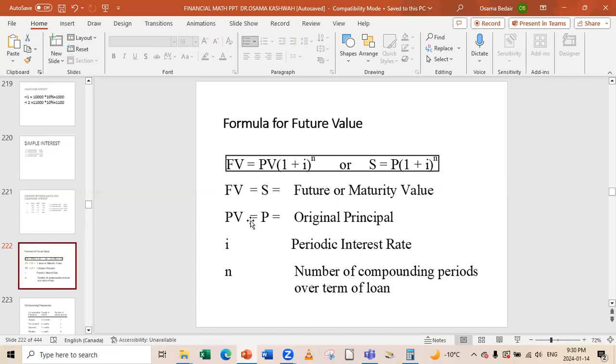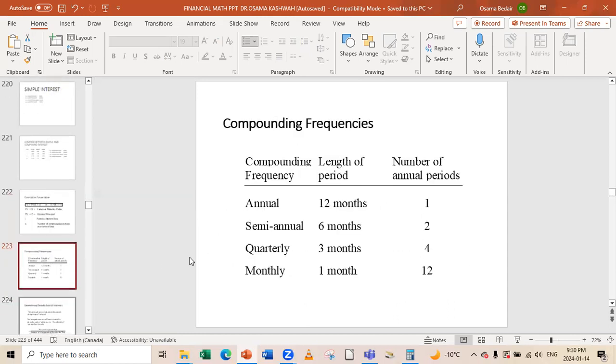The future value in the simple one was very easy. The n was inside the bracket. But here, the n is on the top of the bracket. It's a power. So future value will equal present value times 1 plus the interest, power n. This is the interest rate, the R.